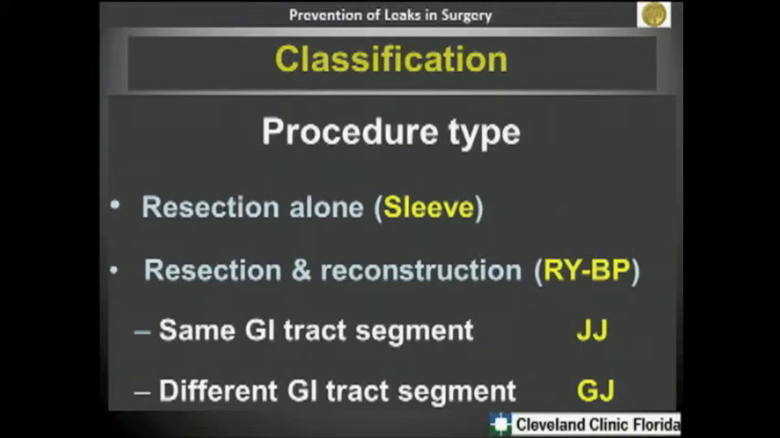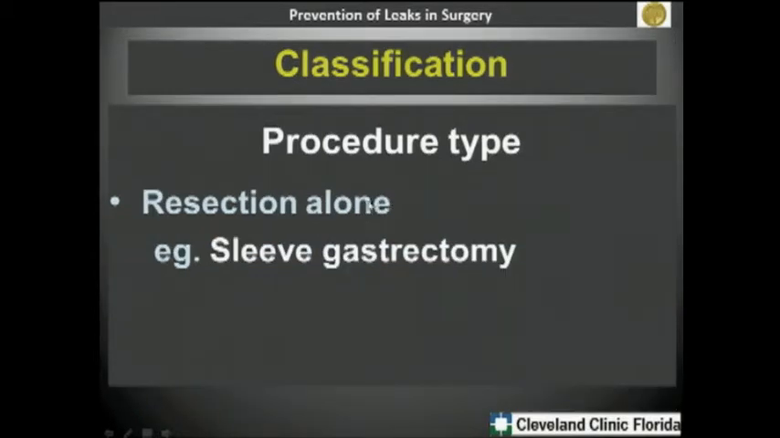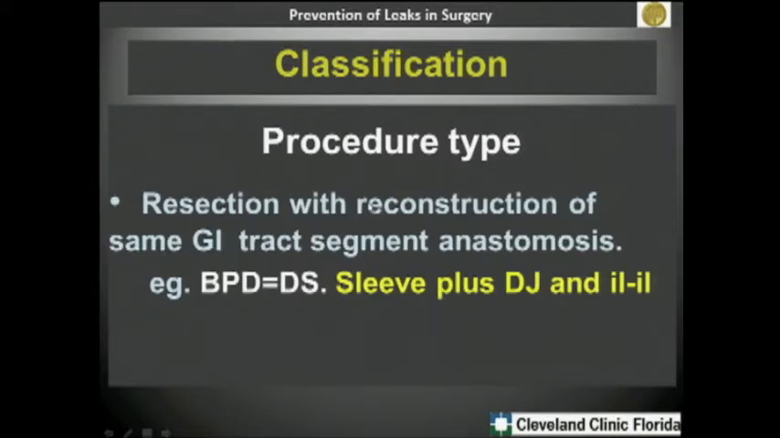Good. Could be resection alone. Could be resection and reconstruction, like a bypass, or where you work at the GJ, where you work at the JJ. An example of resection alone, obviously, is a sleeve gastrectomy. An example of those that are combined could be a sleeve plus a BPD-DS.